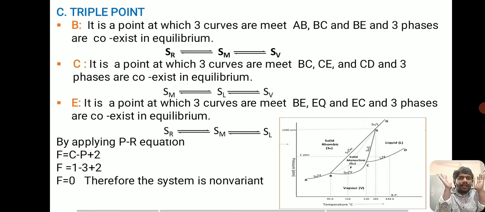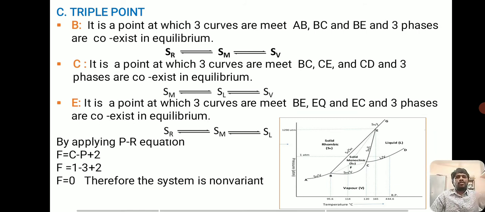And the three phases which coexist here are SM, SL and SV, in equilibrium. And coming to triple point E, which is at the top, it is a point at which three curves meet, that is BE, EG and EC, right? So the three phases which coexist at this point are SR, SM and SL.